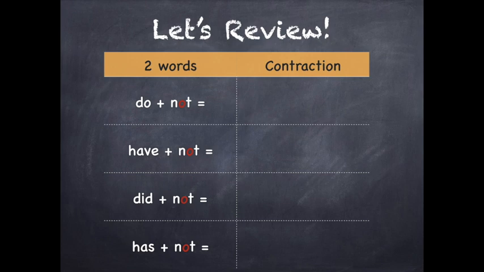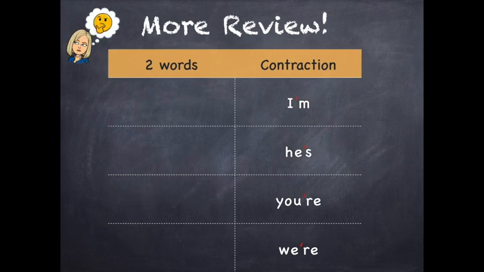What about did plus not? What about has plus not? Let's check our work. Nice. Don't, haven't, didn't, and hasn't. See that all of those have an apostrophe that replaced the O. Let's review some more. This time we're going to do it backwards.